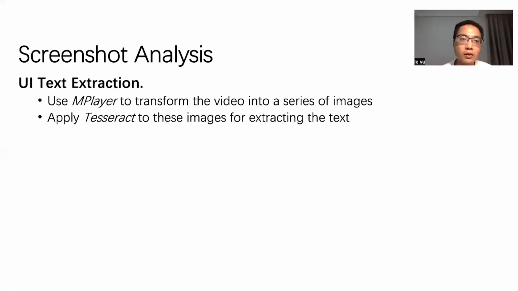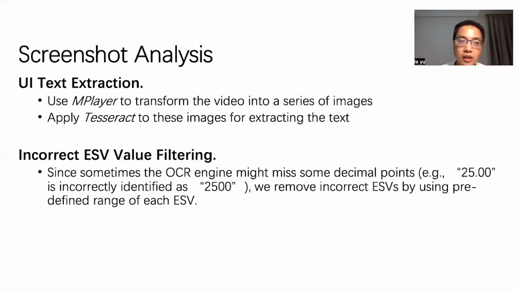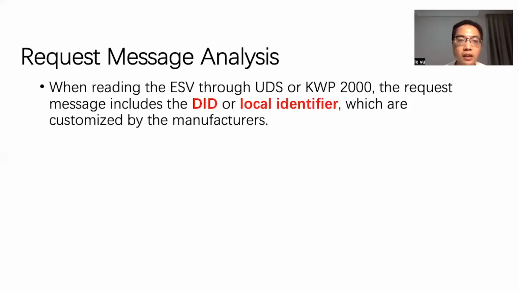We will first use the M-player to transform the video into a series of images, and then we can use the OCR to extract the text contained in each image. Sometimes the OCR software will miss some points. To avoid using incorrect sensor values in the evaluation, we will use some predefined ranges to filter out the incorrect ECU sensor values.